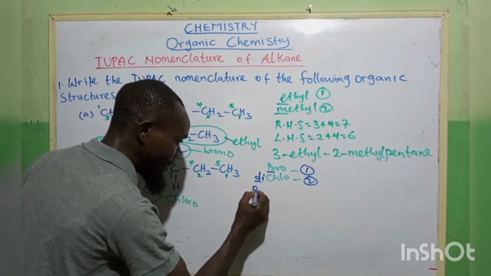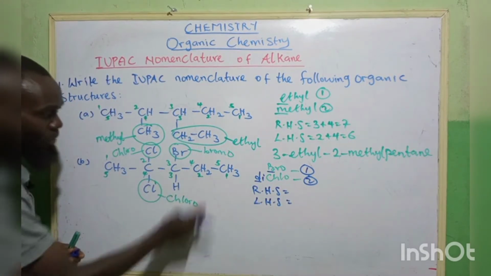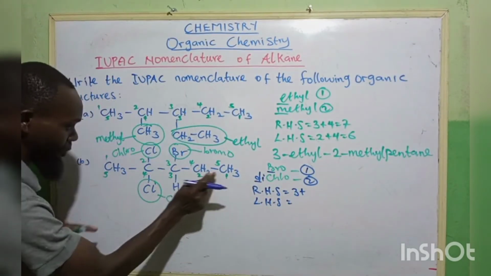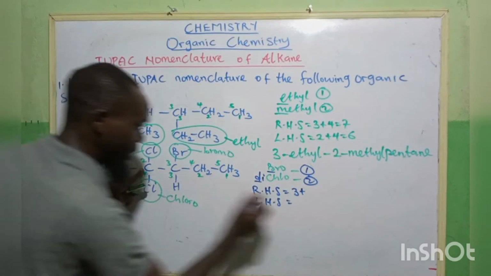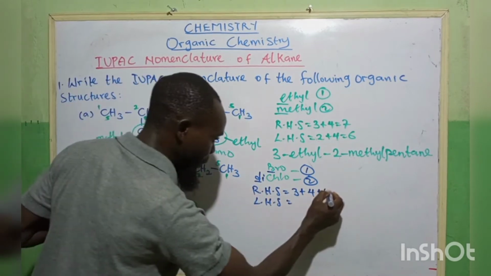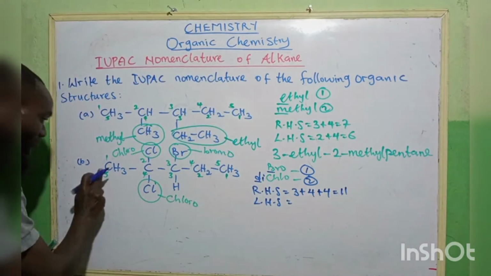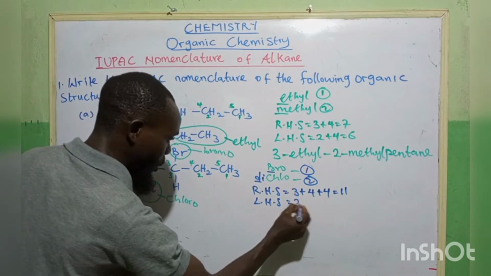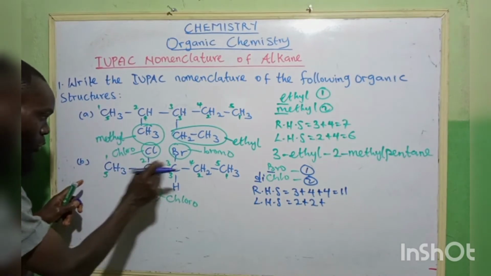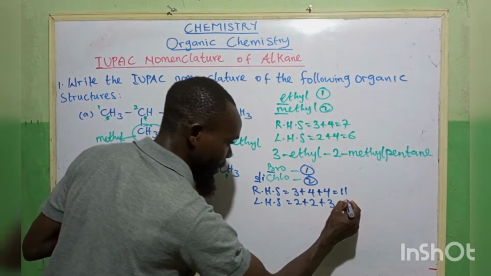Now, from the right hand side, 1, 2, 3, one attached group is on the third carbon, plus 1, 2, 3, 4, another on the fourth carbon, plus 4, another on the fourth carbon, plus 4. 4 plus 4 is 8, plus 3 is 11. Let's start from the left hand side. 1, 2. We have 1 chlorine on the second carbon, another chlorine on the second carbon, making 2 chlorines on the second carbon. 1, 2, 3, bromine on the third carbon. 3 plus 2 is 5, 5 plus 2 is 7.